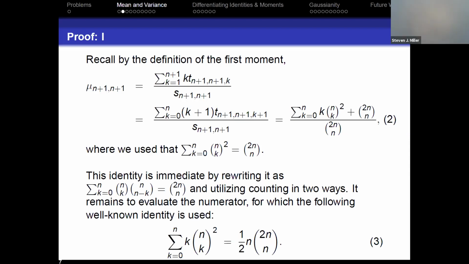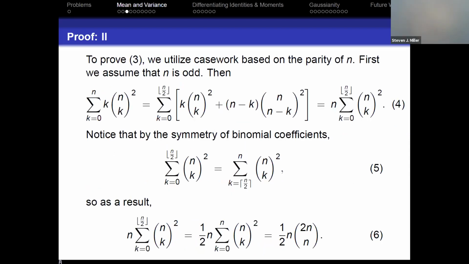All we have to do now is prove identity 3. So again, what I want to do is introduce you to some really clever ideas on how to attack problems like this. So here's a great way to handle the sum of k times n choose k squared. What we're going to do is write it as a sum, k goes from 0 to basically n halves, of k times n choose k squared. And then we're going to write another sum, k goes from 0 to n halves, of n minus k times n choose n minus k squared. Well, n choose k is the same as n choose n minus k.